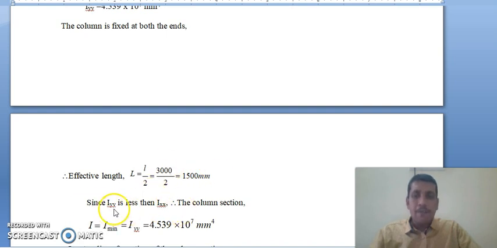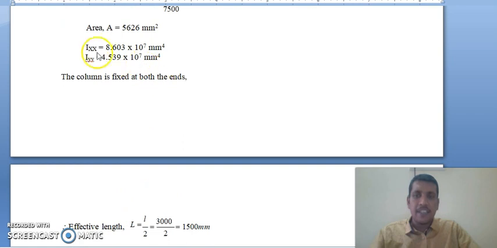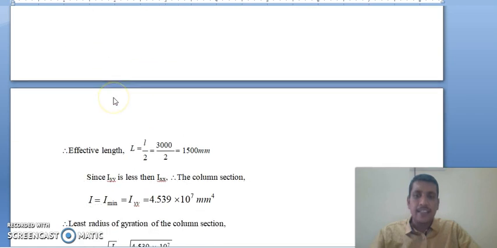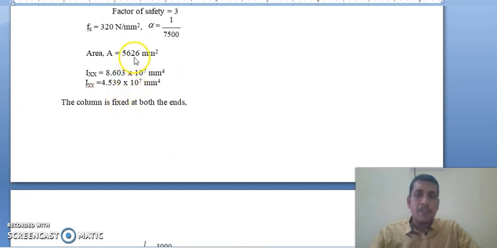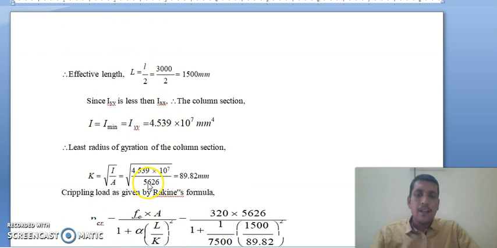Since the value of Iyy is less than Ixx, the minimum value is taken for the column section. So I minimum equal to Iyy is taken as the I value. So for the least radius of gyration of the column, we know that k equal to the square root of I by A, where I is the minimum value. Substituting here the area which is given in the problem, 5626.